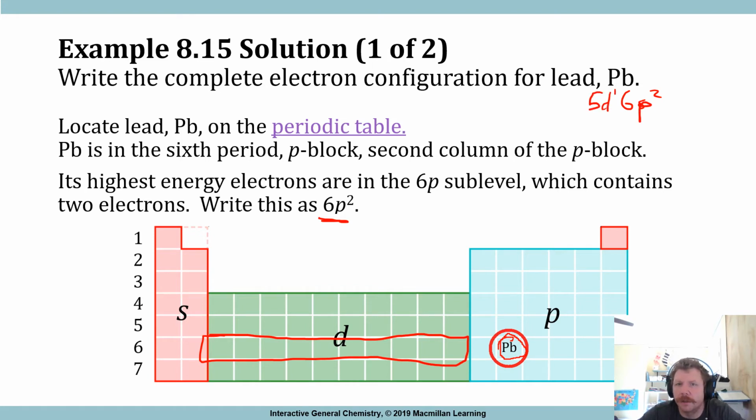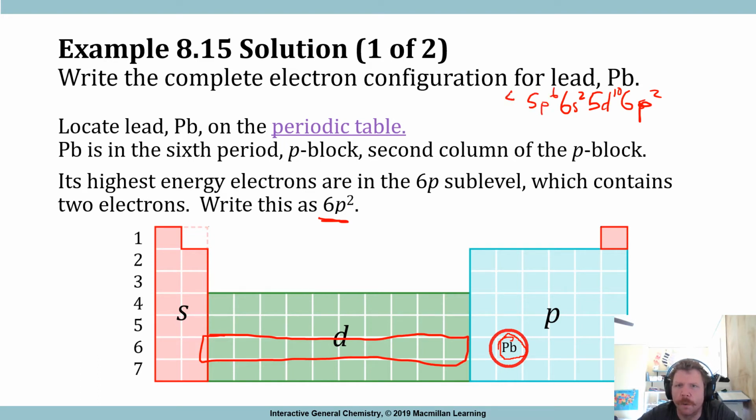5d, there are 10 electrons that can go there. 6s2. Now you might be looking at that and saying, well, why 6s2 and 5d? Why is it 6, 5, 6? Well, remember that 5d subshell is exactly between the energy levels of the 6s and 6p orbital, okay, or subshells.